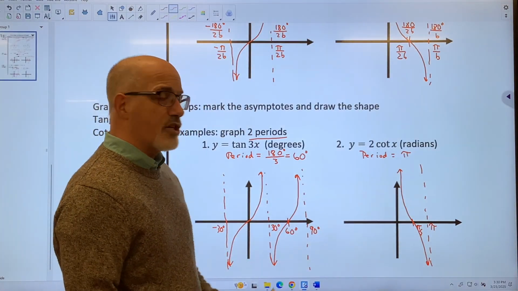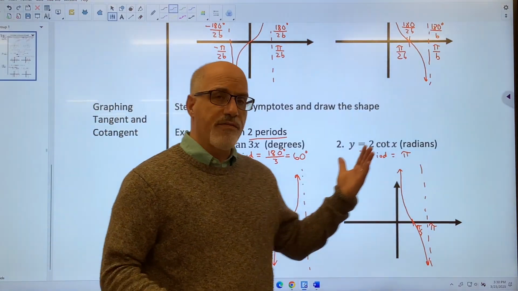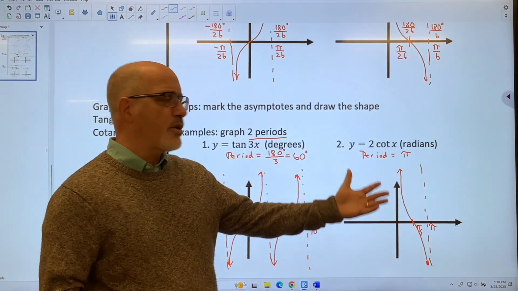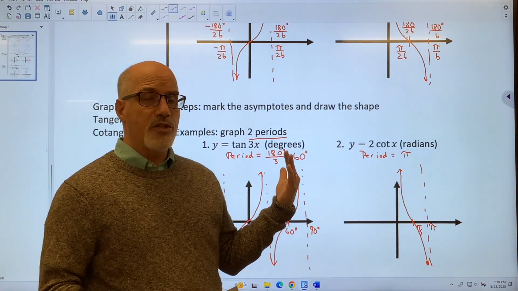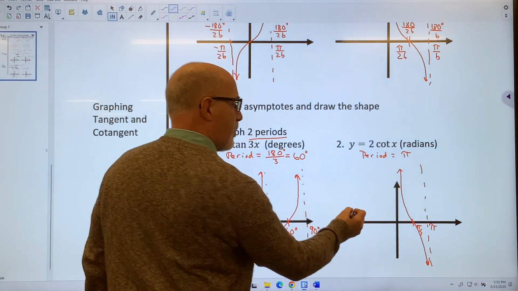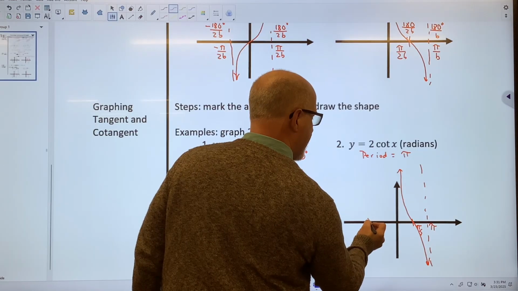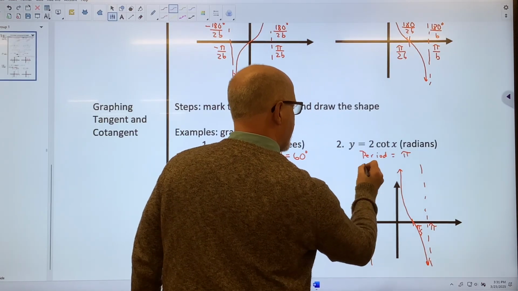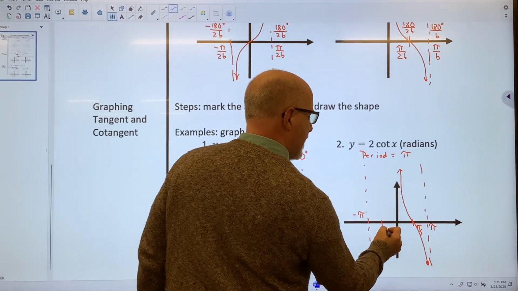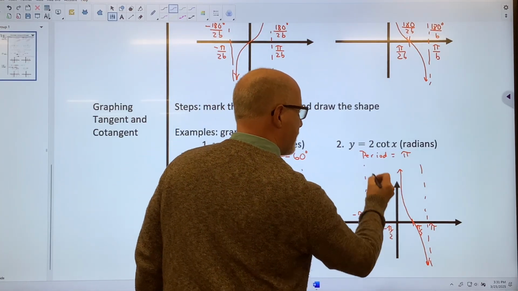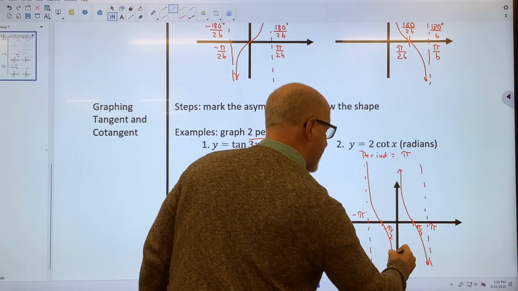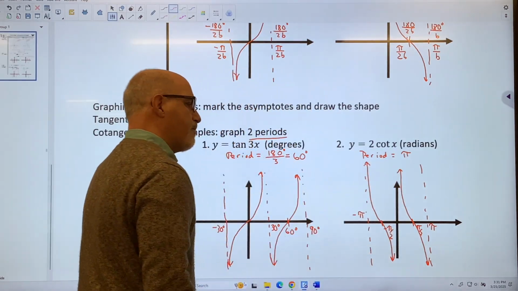Now I have to make a decision. Am I going to do my second period going forward with another period, which I can do, which would take me out to 2 pi for another asymptote, or am I going to go backwards? It's a choice. For this one, I'm going to go with a negative period. So I'm going to go out here to negative pi. So negative pi will be my other asymptote. Halfway between will be negative pi over 2. And then I come down from this asymptote into the middle point and then follow the other asymptote down.